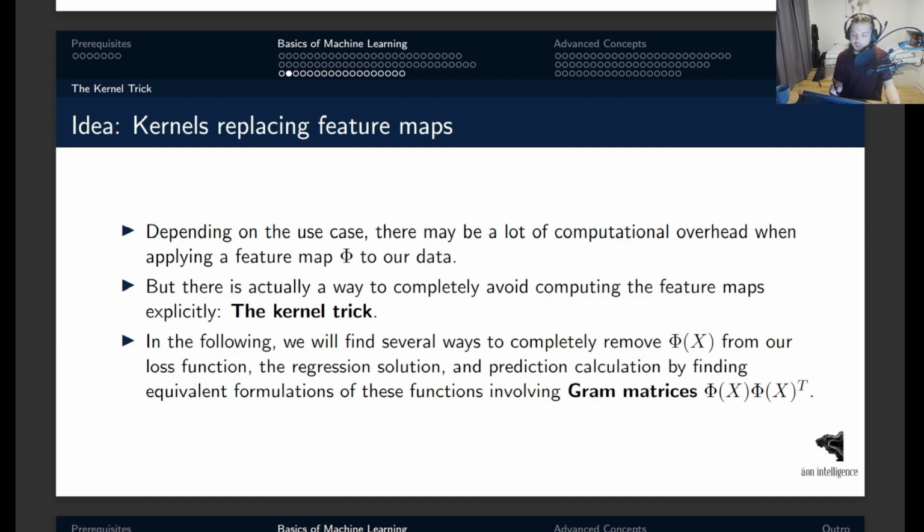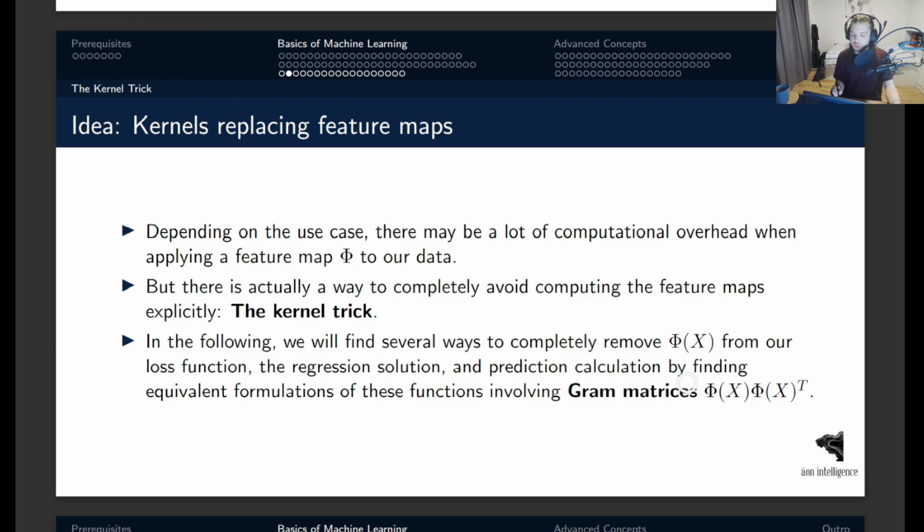In this lecture I will show you that using the kernel trick you can completely remove this object, the feature mapped dataset X, from the calculation of the loss function, the solution to our regression problem, and the production of a prediction vector y hat. We will do so by finding equivalent formulations of these functions, the loss, the solution, and the prediction function, and these equivalent formulations will involve what's called Gram matrices.